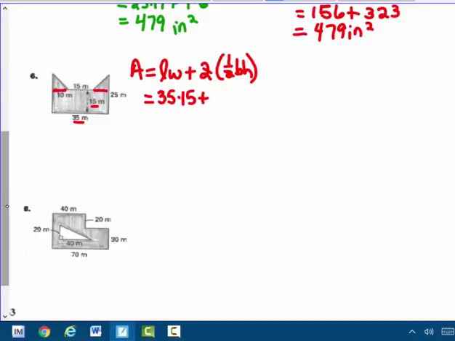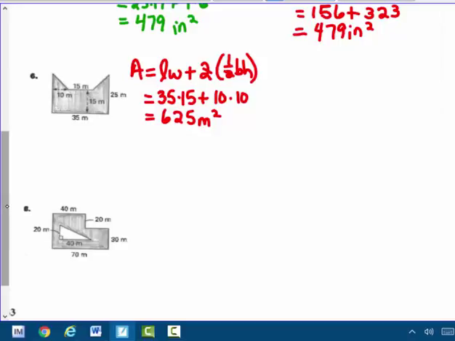The base of my triangles are 10. It's right there. And if this whole side is 25 and this part is 15, then this side has to be 10 as well. That gives you the whole. So base of 10 and height of 10. Oh, that's interesting. So base 10 times height 10. So 35 times 15 is 525, and 10 times 10 is 100. 525 plus 100, 625 meters squared.